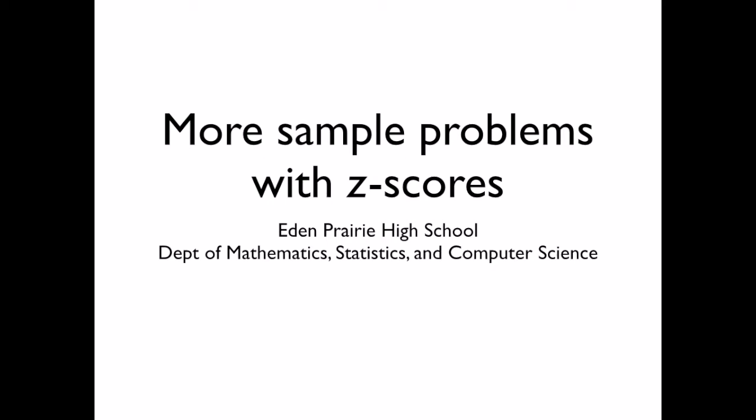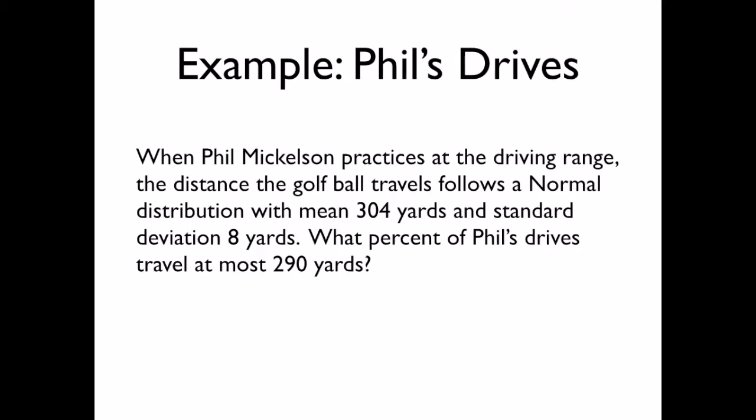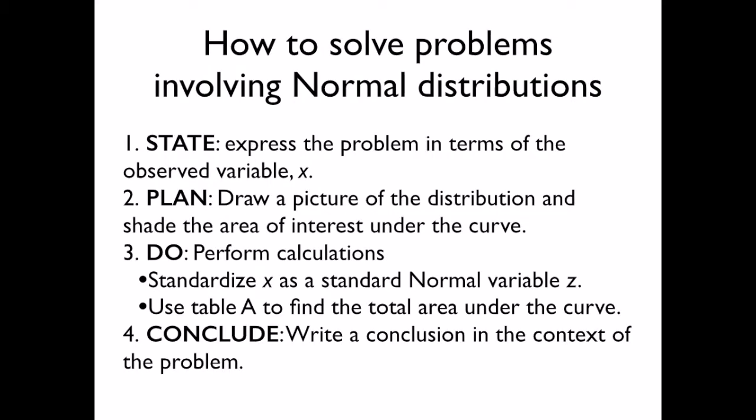So this video will show you how to complete those z-score problems using your calculator. With the first example, we were asked for the percent of drives that travel at most 290 yards. Now the steps involved with solving this problem are the same. You'll still state the problem in terms of a variable.